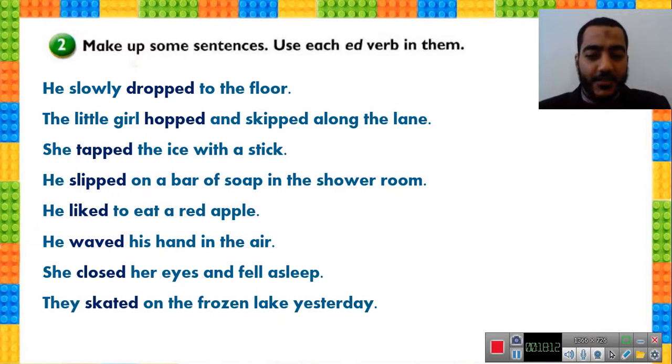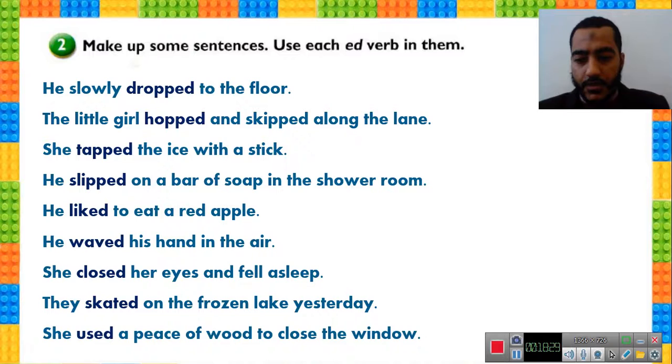They skated on the frozen lake yesterday. They skated. You know the skate? On the frozen lake, like ice. Yesterday. Very good. The last one. She used a piece of wood to close the window.